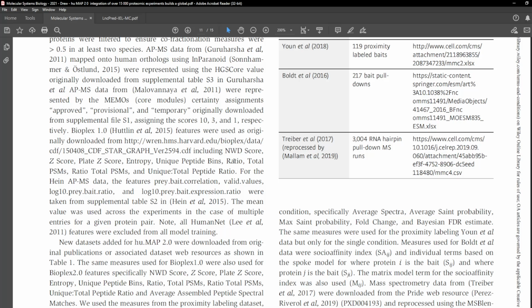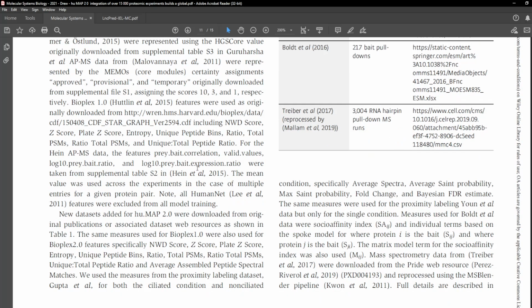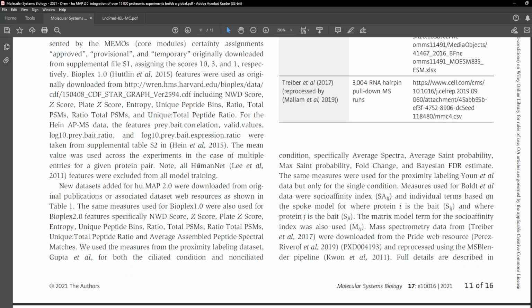For the Hein APMS data, the features pray.bait.correlation, valid.values, log10.pray.bait.ratio, and log10.pray.bait.expression.ratio were taken from supplemental table S2 in Hein et al., 2015. The mean value was used across the experiments in the case of multiple entries for a given protein pair. Note, all HumanNet, Lee et al., 2011, features were excluded from all model training.